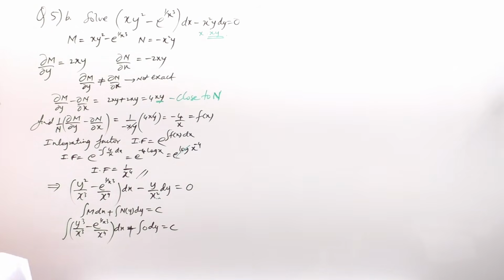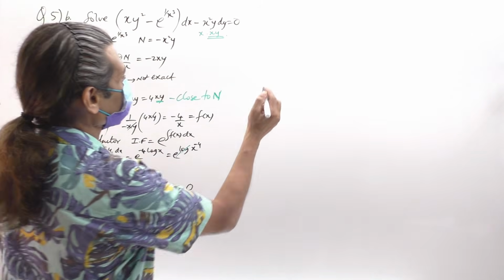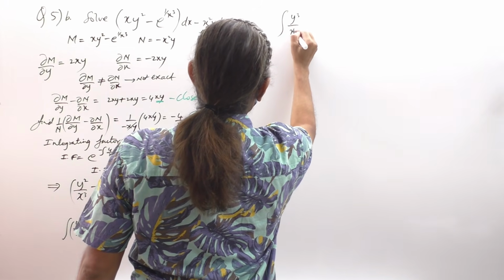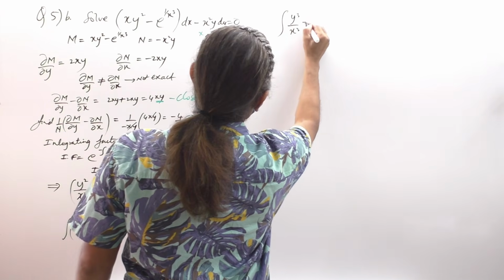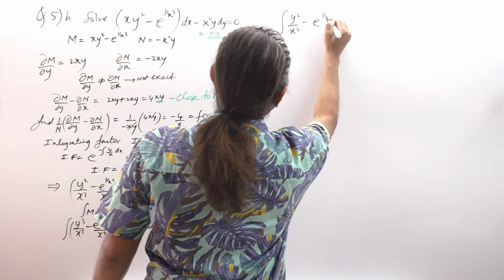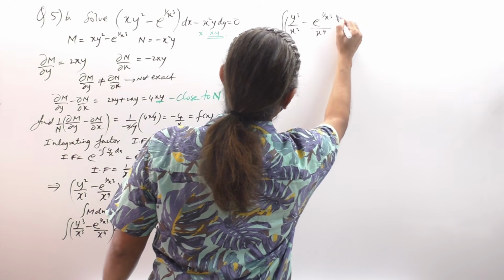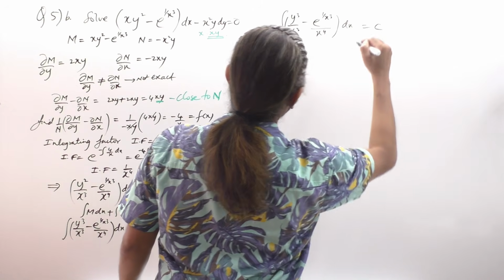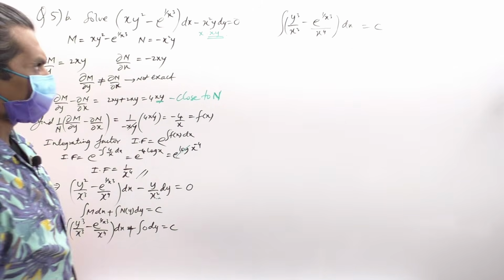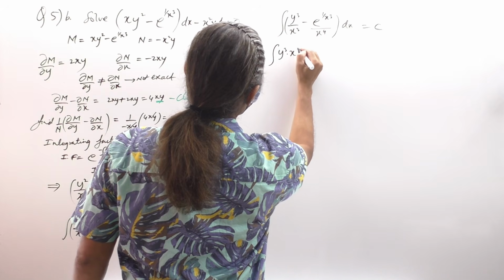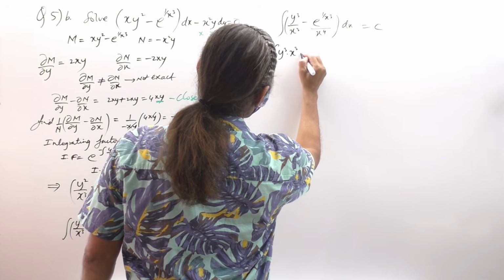Okay, now we need to integrate this. So see, how do you integrate this now? I show it here, the integration. It will be integration of y²/x³ minus e raised to 1 by x³ upon x⁴ dx is equal to c. So let's integrate this. I will take this as integration of y² into 1/x³. I separate it first.